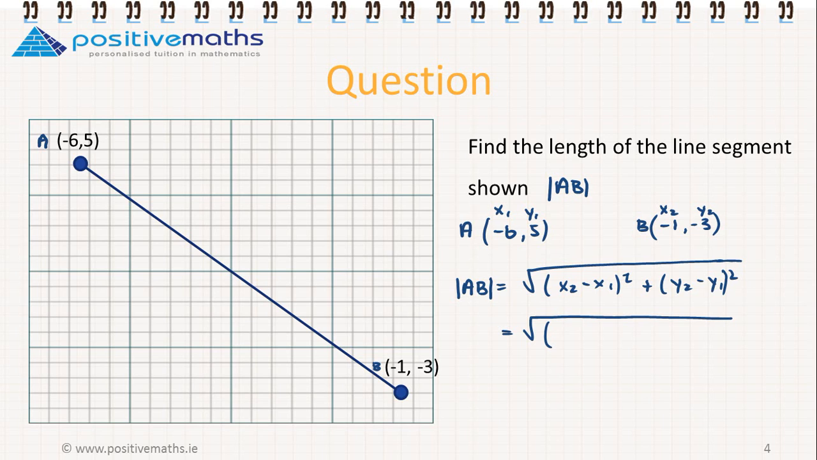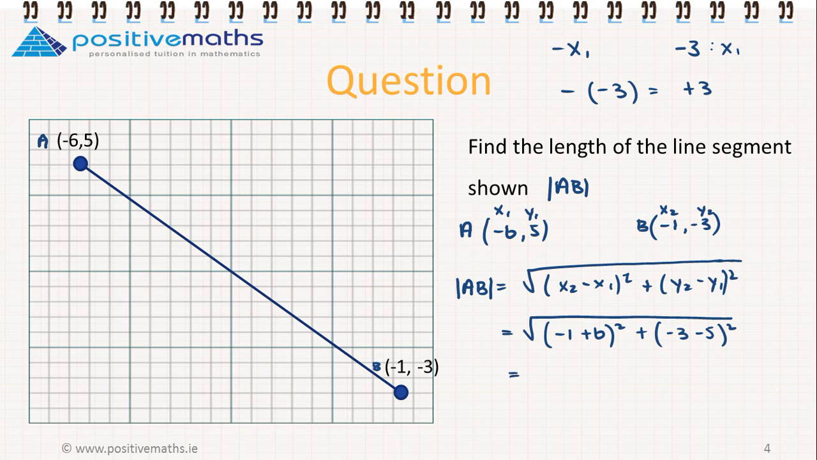So for x2, I have minus 1. Minus x1 is going to give me plus 6, squared. Y2 is minus 3 and y1 is 5. Here we have to be really careful with our signs. So if we have minus x1 and we're substituting in minus 3 for x1, then it's going to be minus minus 3, which will give us plus 3.